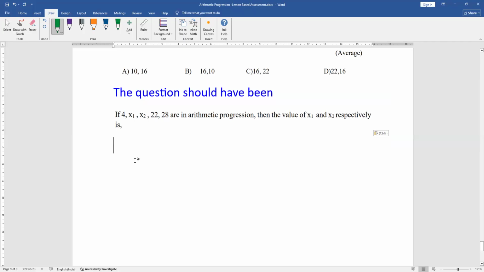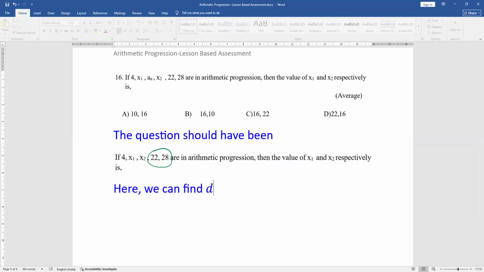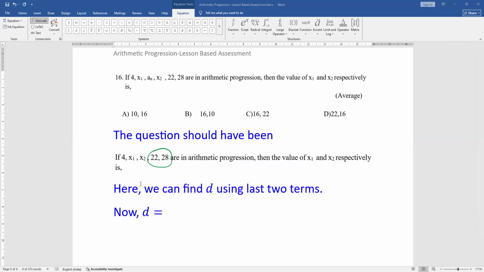Now here we can find d using the last two terms. So we can use these two terms, and we can find the last two terms. So let me write it here. We can find D using last two terms. Next, now, so D equals to, what is D equals to?